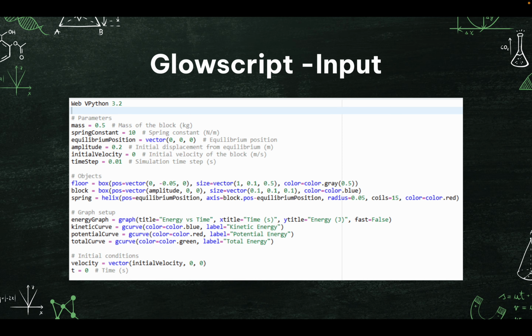Here is the first part of my GlowScript input. The mass initially I put to be 0.5 kilograms. The spring constant I set at 10 newtons per meter. The equilibrium position, meaning just the starting position, is 0, and the initial displacement I put at 0.2 just to give it some sort of starting point. Initial velocity is 0, of course, and the time step for the iteration is 0.01 seconds.